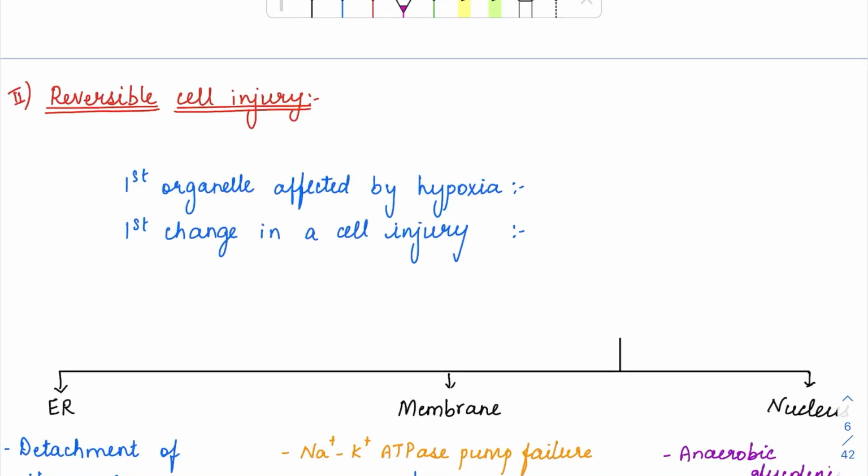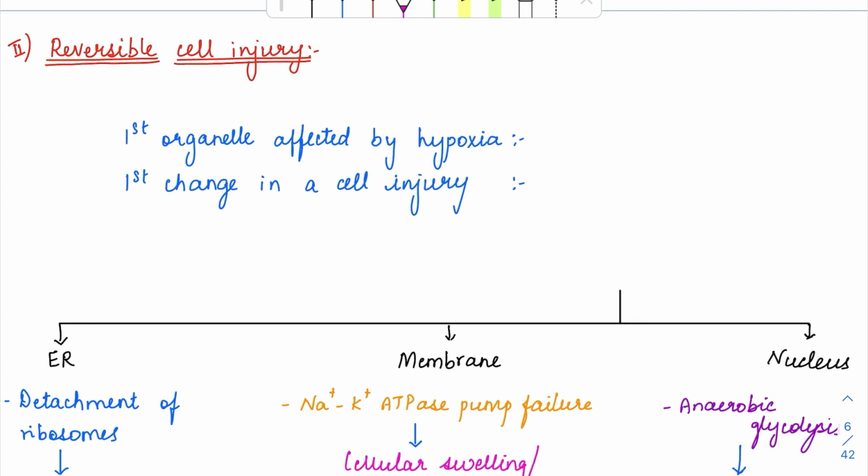So now adaptations are over. So the stimulus is going to be still persistent. So now what happens? The cell is going to undergo cell injury, which in the initial part will be reversible. What is the first organelle which is going to be affected by this injury caused by hypoxia? It is going to be mitochondria.